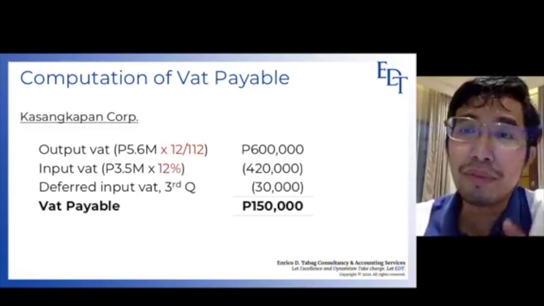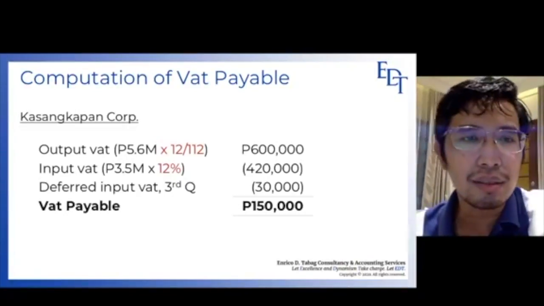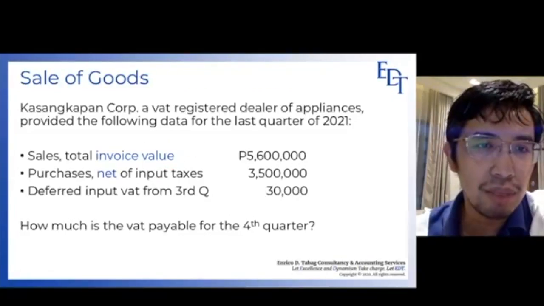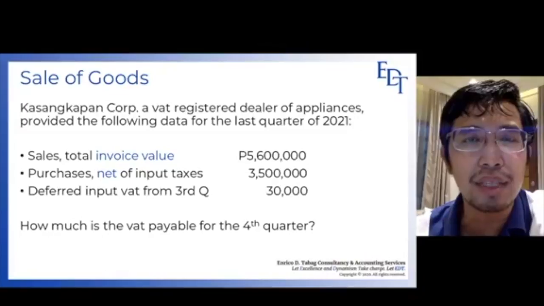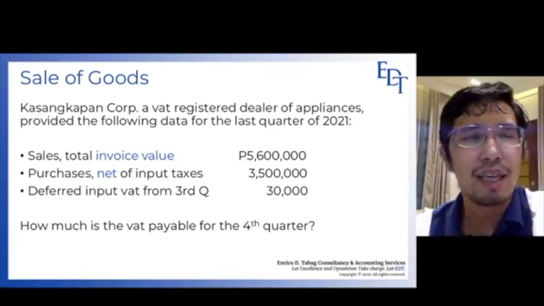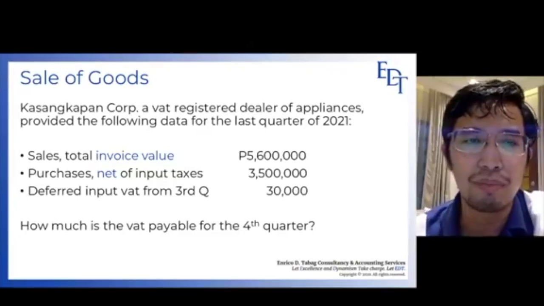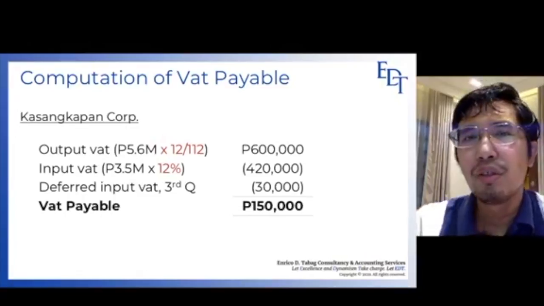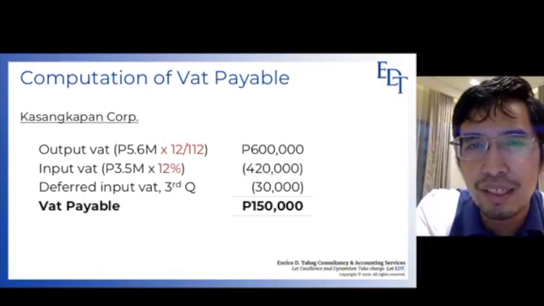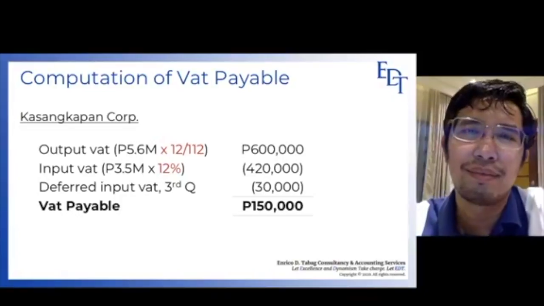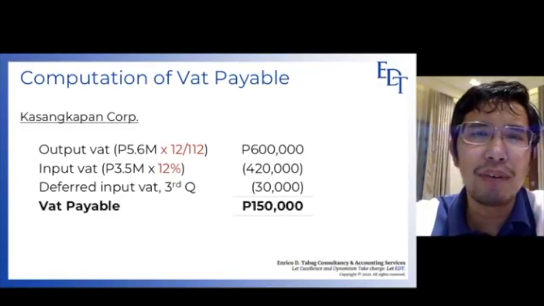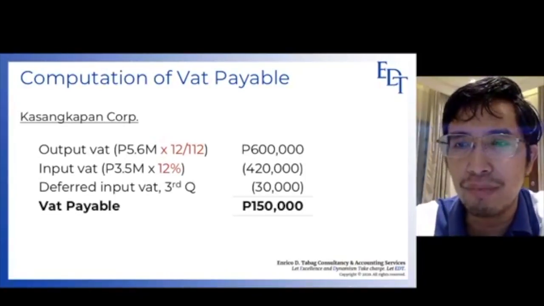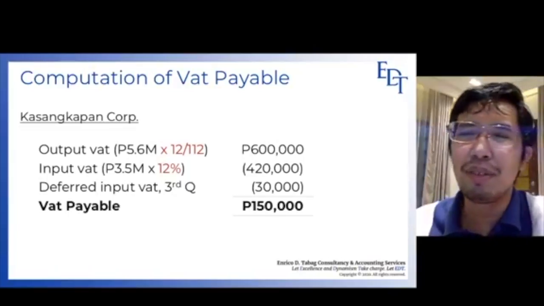Next, less input VAT. Sir, bakit times 12% lang yung input VAT? Kasi sa problem natin, as you can see, net of input tax. So, yung 3,500,000, hindi kasama dyan yung VAT. Dahil hindi kasama dyan yung VAT, multiply mo lang siya ng 12%. Kaya 3.5 times 12%. And then again, yung deferred input VAT mo ng nakaraang quarter ay i-carry over mo ngayong quarter. And based on the problem provided, 30,000 yon, so 30,000. So mas malaki pa rin yung output VAT mo ng 150. So the VAT payable will be 150,000.